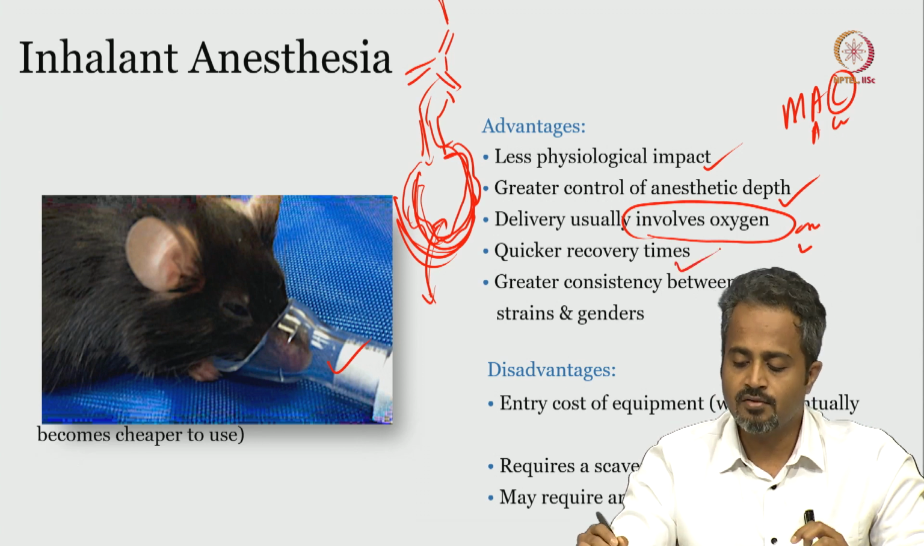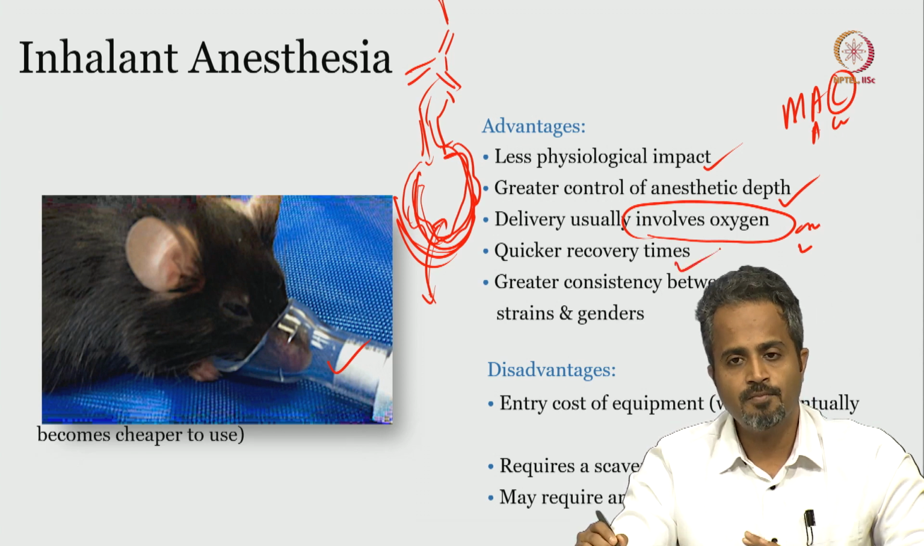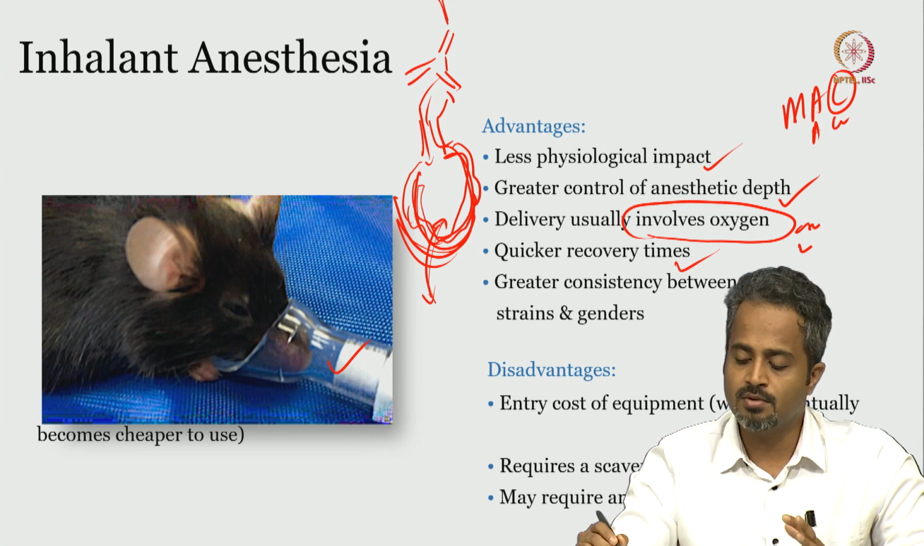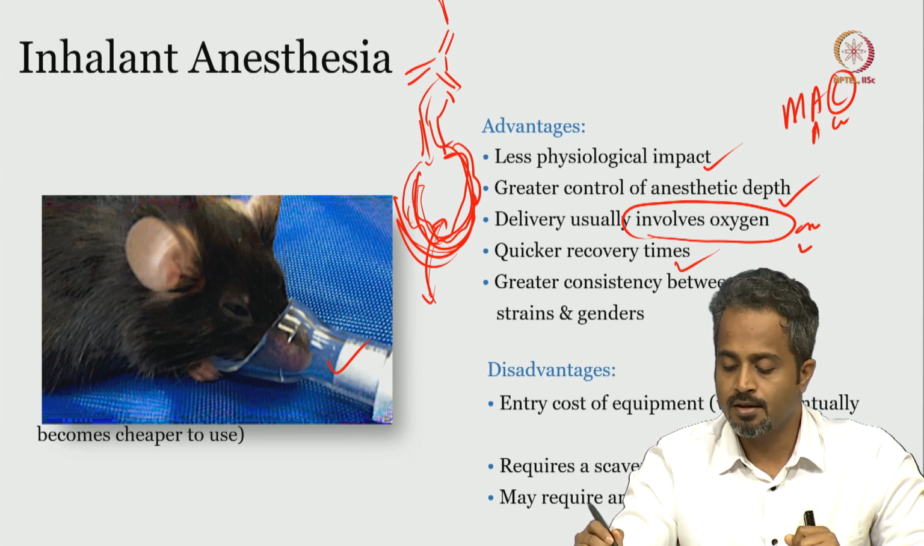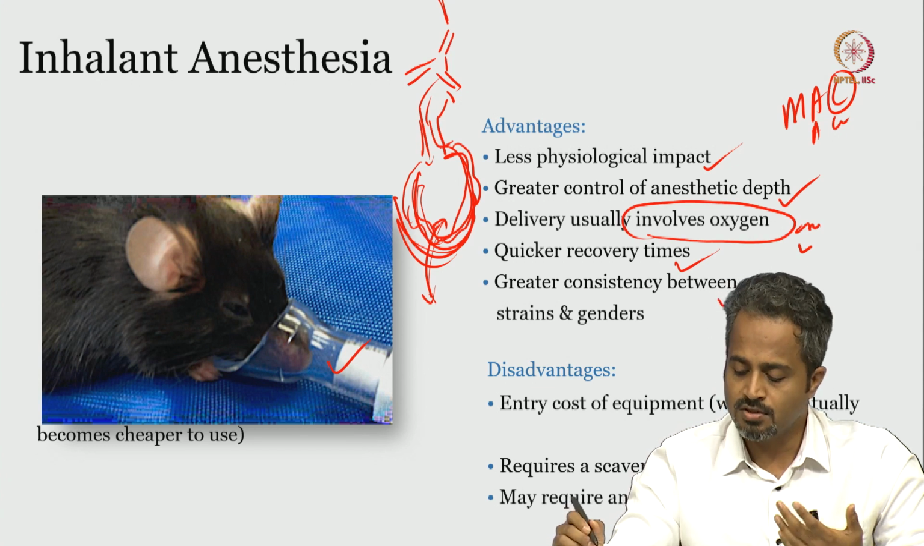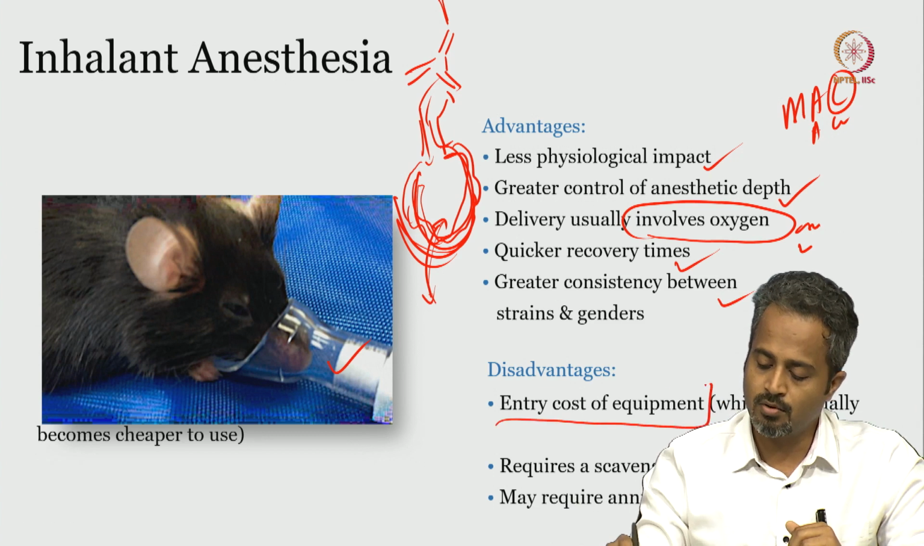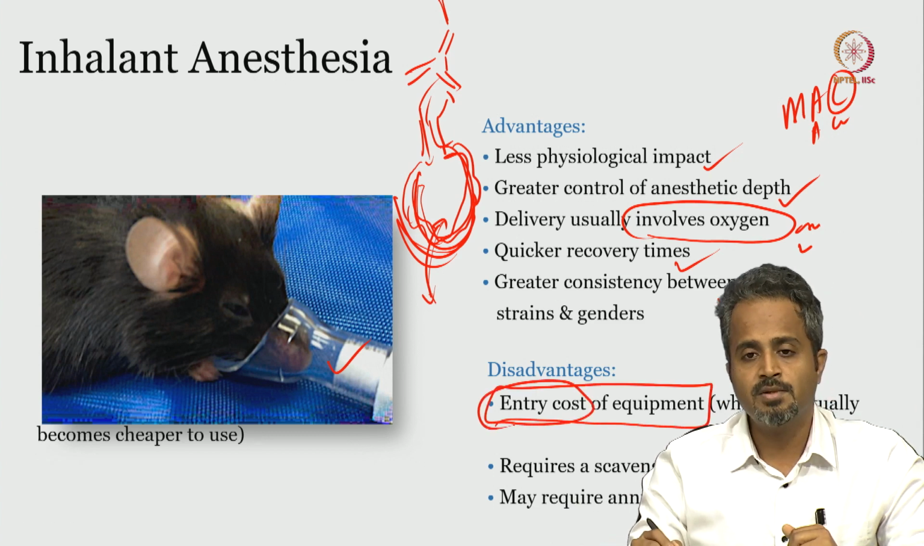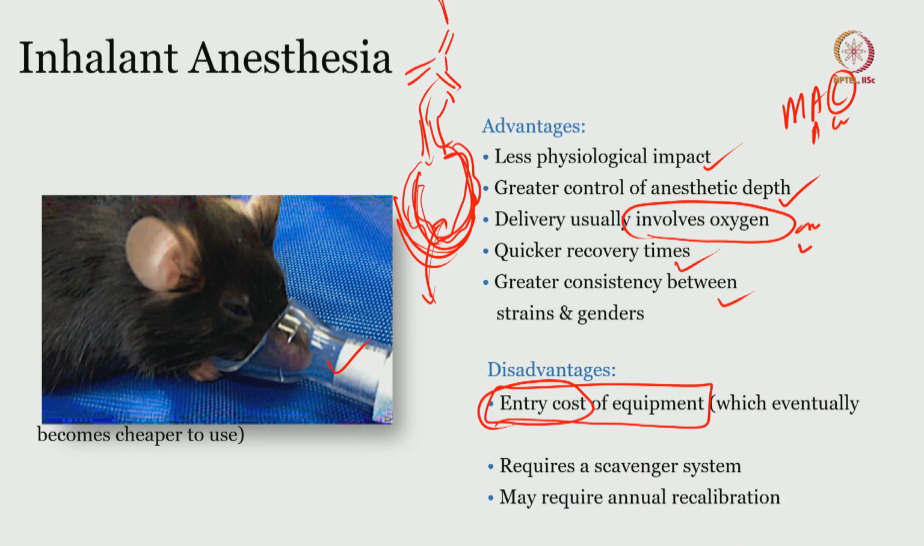All right. And the recovery time is quicker. As soon as you stop the flow of the gas, generally the animal recovers within a predictable time range. And then there is greater consistency between the strains and genders. Of course, the major disadvantage is the cost of the equipment, which is actually the entry cost. That means it is going to be a one-time investment, which eventually becomes cheaper to use if you really look at the rats that you are going to lose with injectable anesthetic, the number of times you are going to use the drugs, and of course the delay that can happen, and the damage that can happen if the rat wakes up in the middle of the surgery and you need to give the injections.